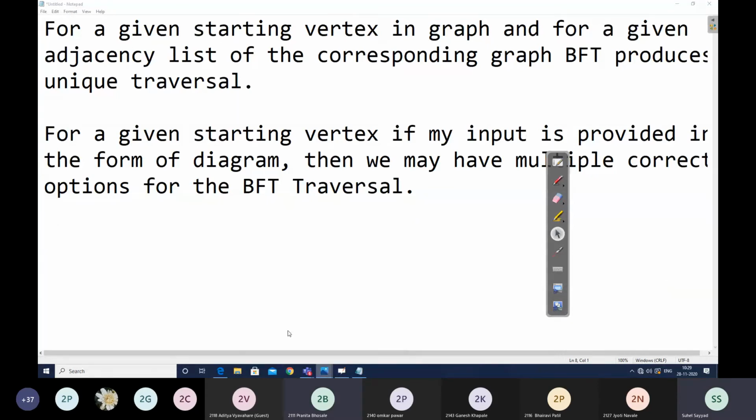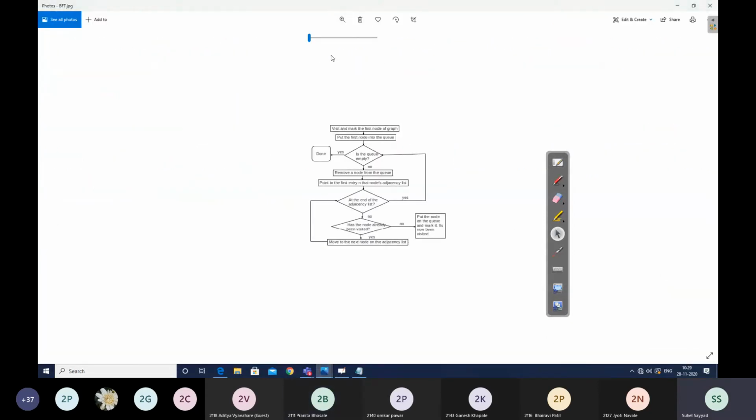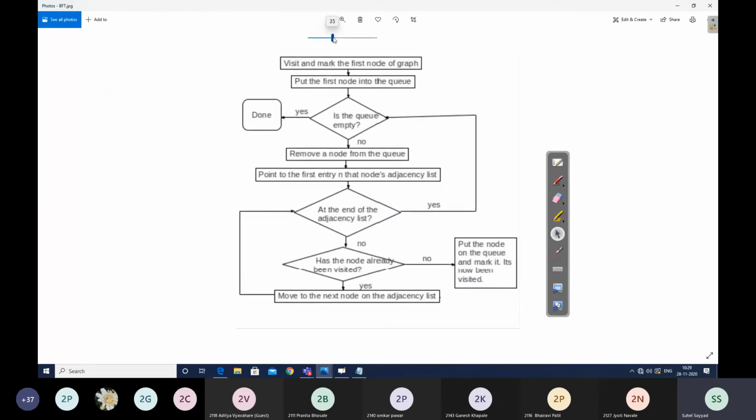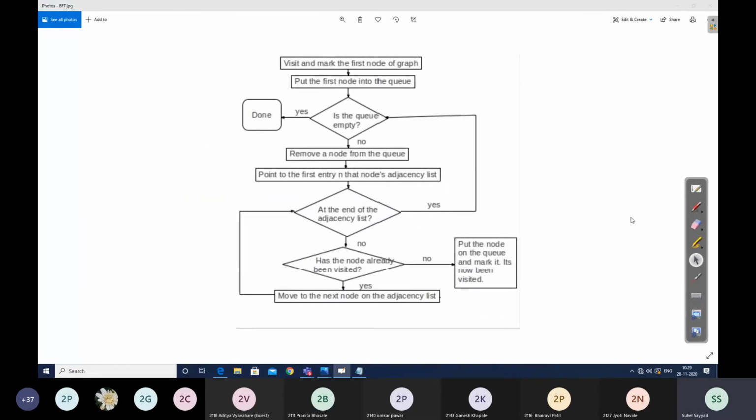So now quickly have a look at this particular diagram. Just let me know if you are able to see this diagram. All of you are able to see the diagram on screen?